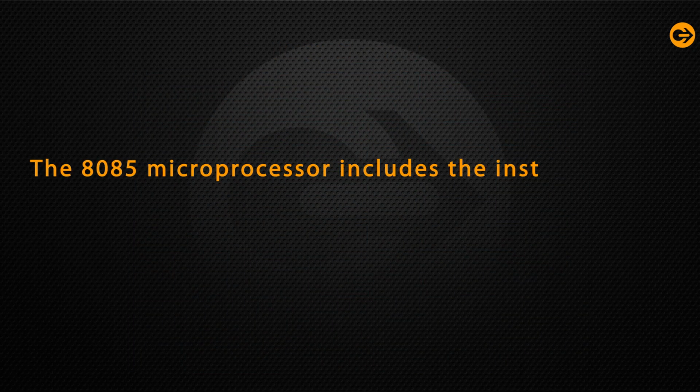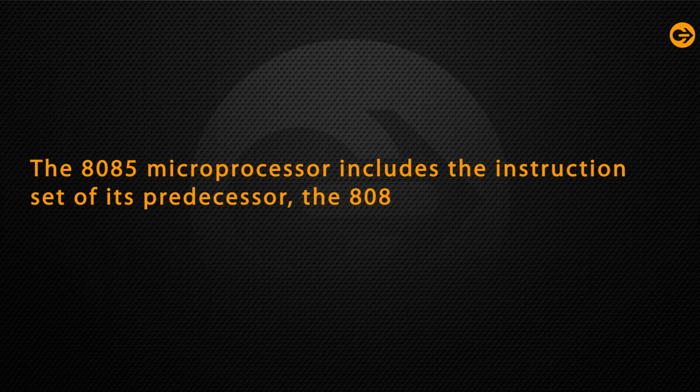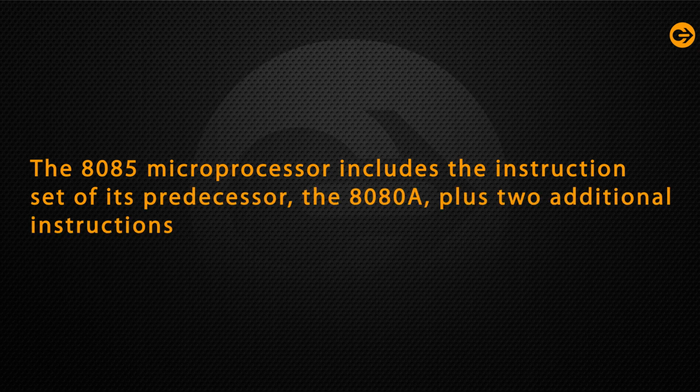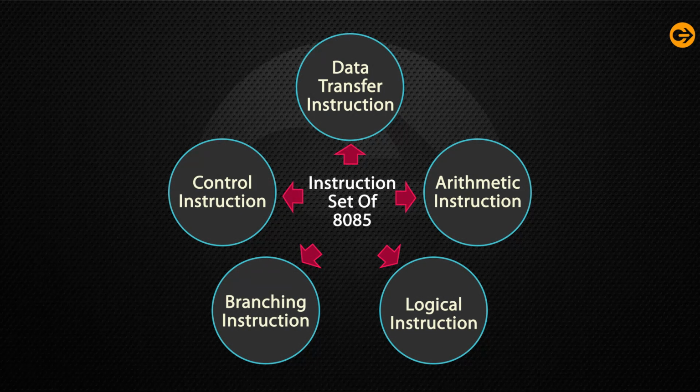The 8085 microprocessor includes the instruction set of its predecessor, the 8080A, plus two additional instructions. The instructions of the 8085 microprocessor can be classified into five functional categories: data transfer operations, arithmetic operations, logical operations, branching operations, and machine control operations. Let us discuss these instructions one by one.